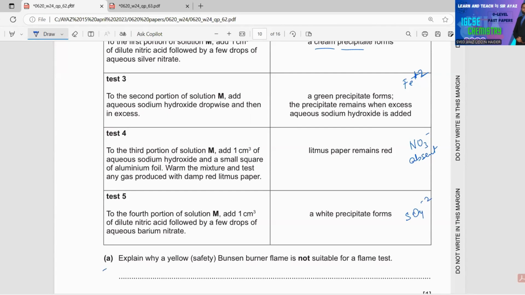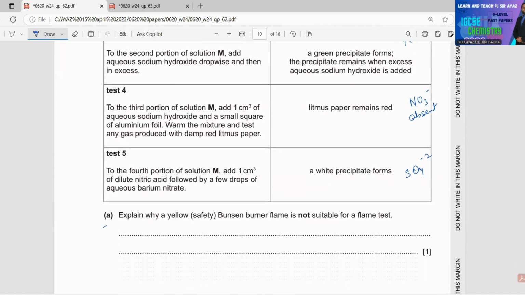A. Explain why a yellow safety Bunsen burner flame is not suitable for a flame test. Because this yellow flame masks the color caused by the metal ion. If you want, you can name the ions. Yellow flame masks the color caused by the metal ion.